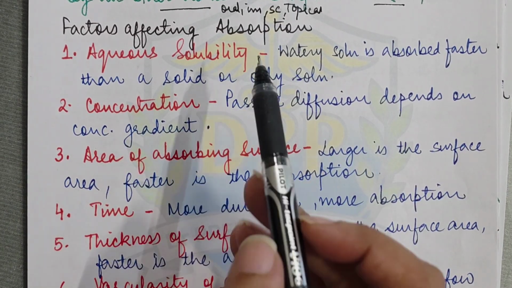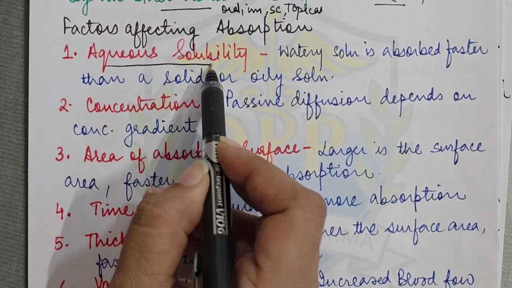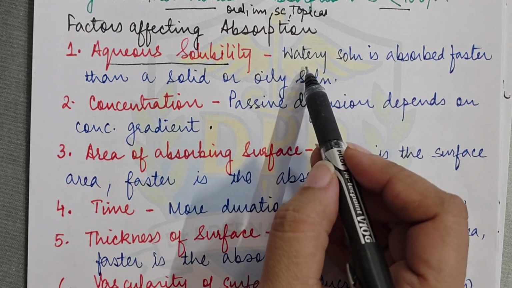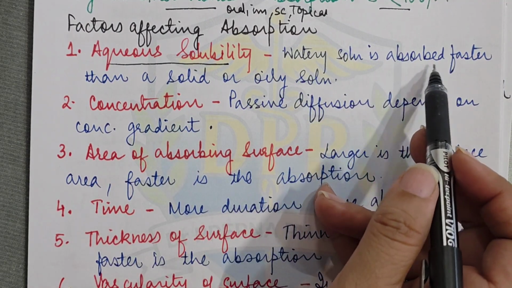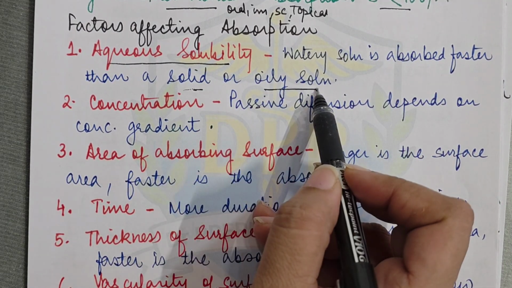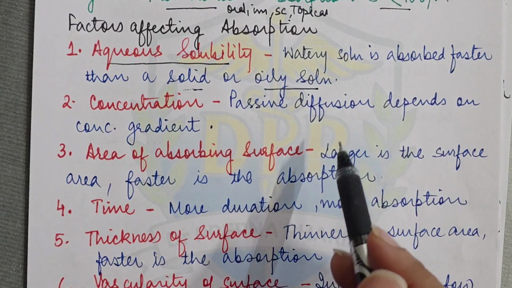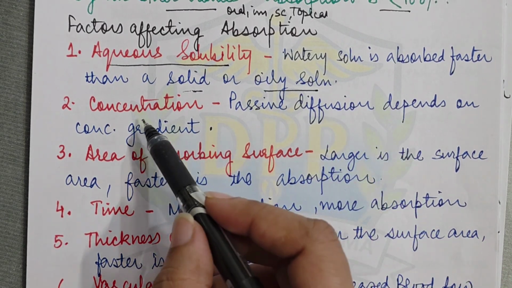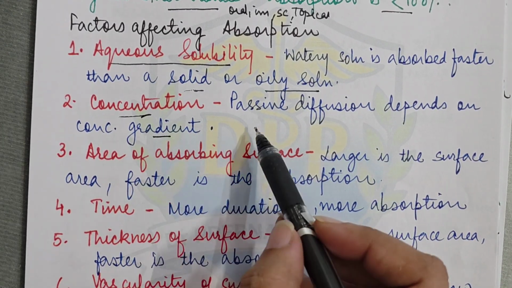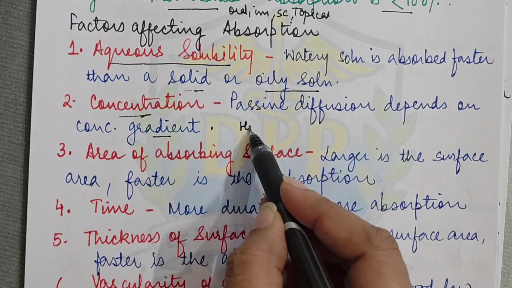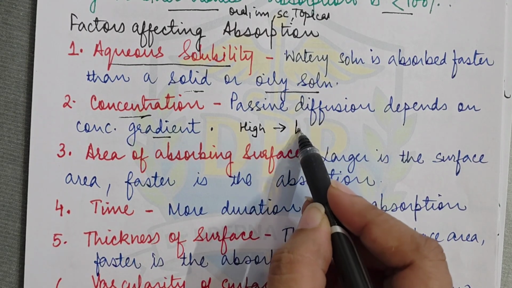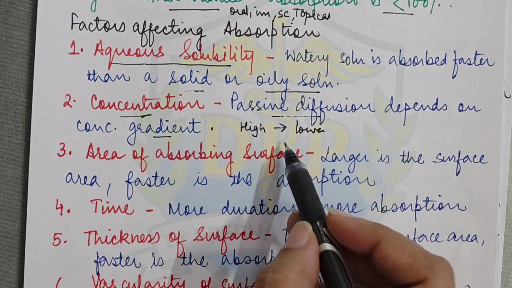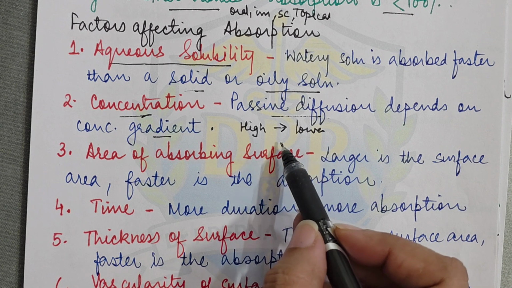Now the first factor, the very important factor, is aqueous solubility. Anything which is a watery solution is absorbed faster than a solid or an oily solution. So remember this, an aqueous soluble thing is always absorbed faster. Concentration gradient. Whenever there is a concentration gradient, the absorption will be more from higher to lower side. So passive diffusion will be more from higher to lower concentration gradient.